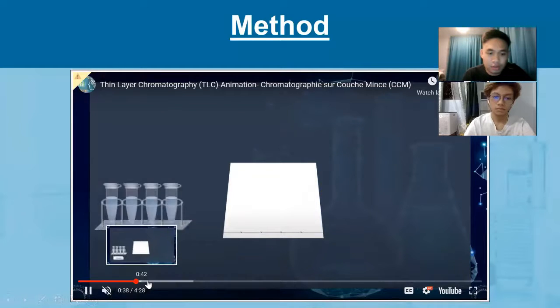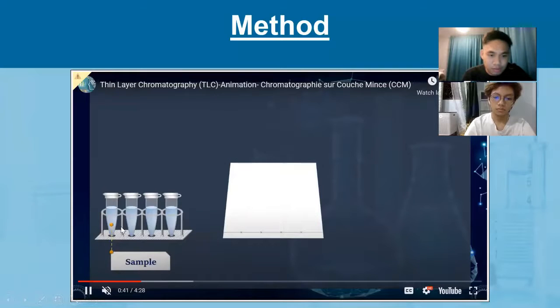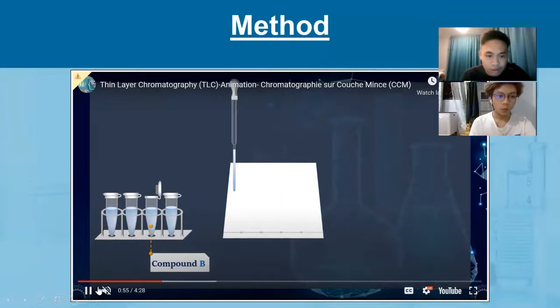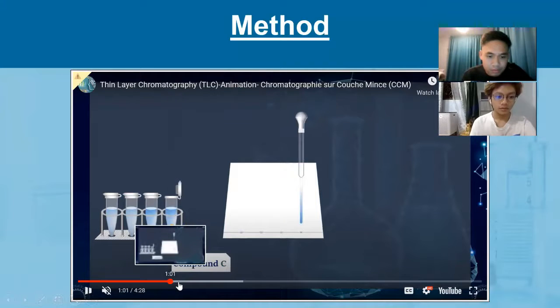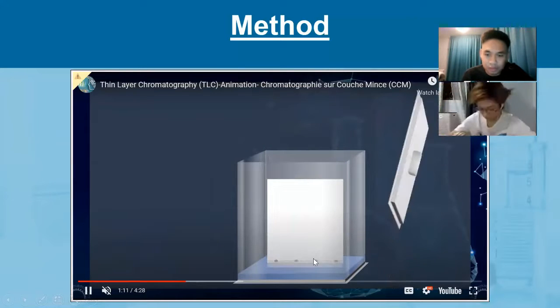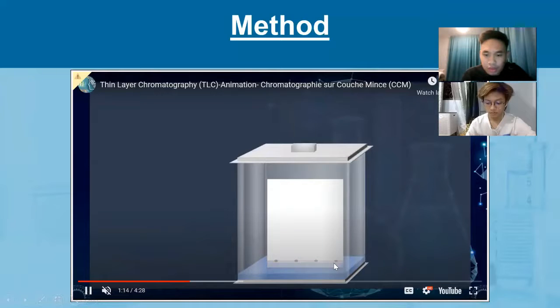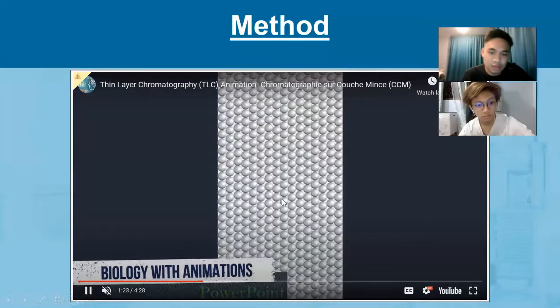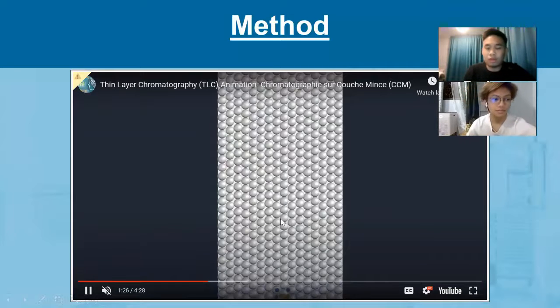This spot is for the sample. The first spot is for the sample. We put the sample first, then compound A, compound B, and compound C. Just one drop, okay? And then we put it into the TLC chamber. We dip it into the mobile phase, the solvent. Do not dip it too far. This one is the mechanism of how it will go up the TLC plate.